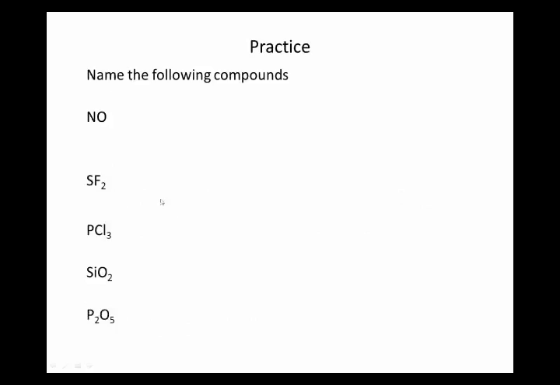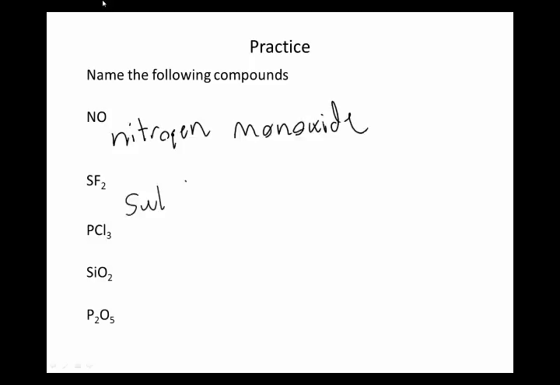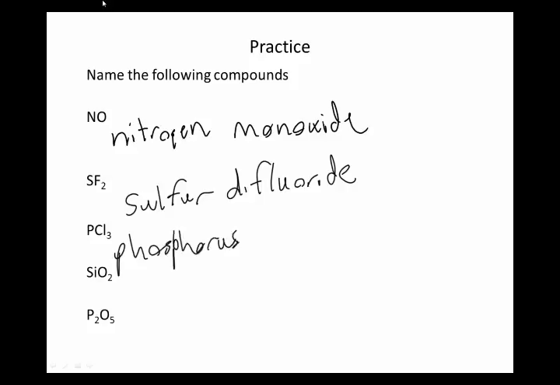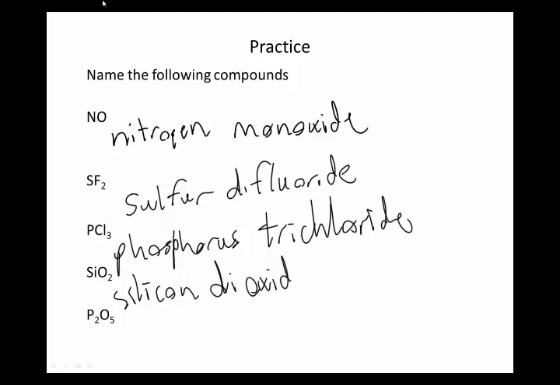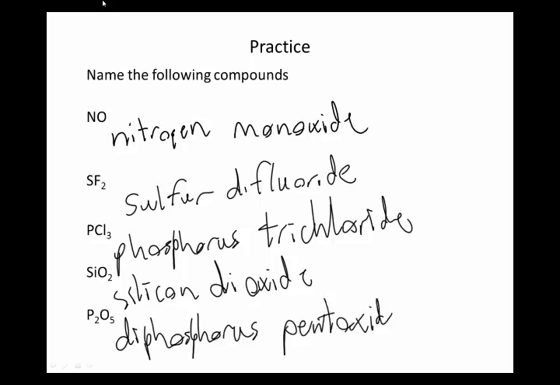So, very simply, this first one is going to be nitrogen monoxide. Second one will be sulfur difluoride. This will be phosphorus trichloride. This will be silicon dioxide. And finally, diphosphorus pentoxide. And that's it. That's all there is to naming covalent compounds.